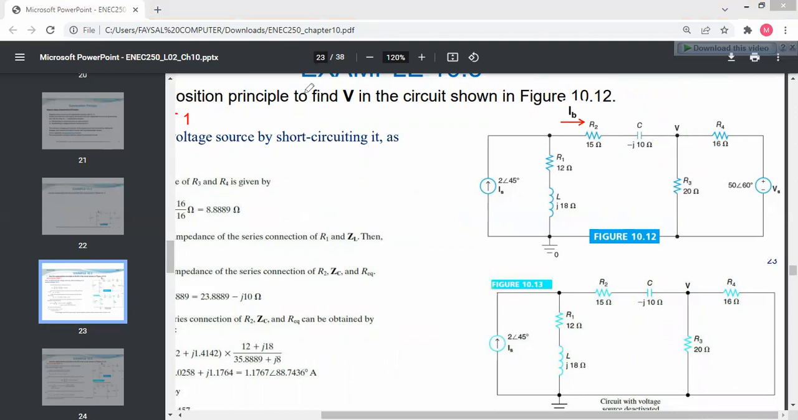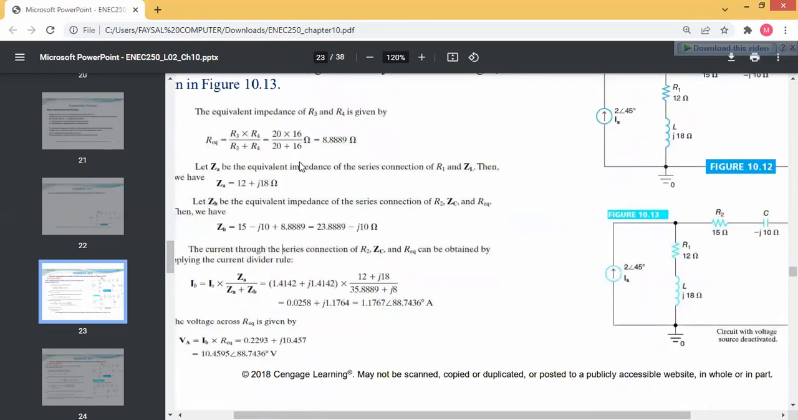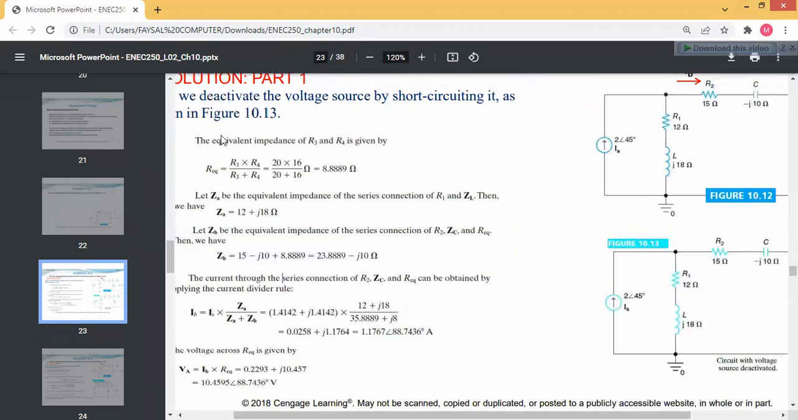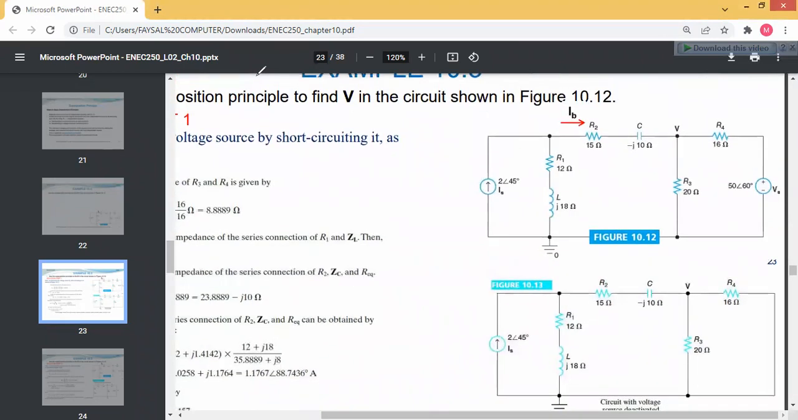So how to find it by using a formula? As we know, voltage V equals IR. This is my generic formula to find the voltage. So VA will be equal to I into R. So what is the value of I and what is the value of R? This is the main parameter to find.